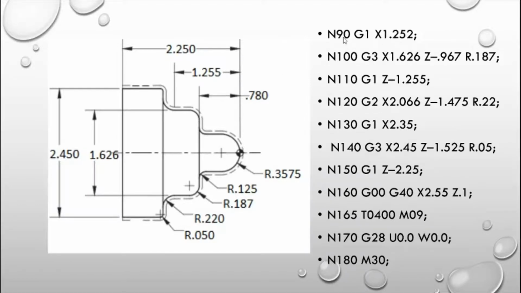Again after that, N90 is a sequence number. G01 is a linear interpolation. X 1.252. That shows our tool goes from this position to this position.